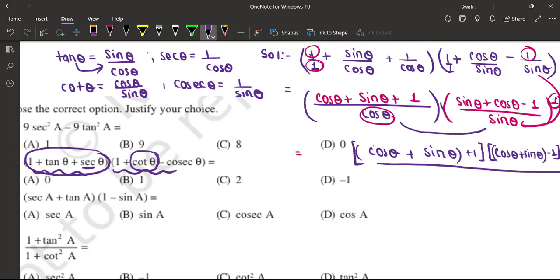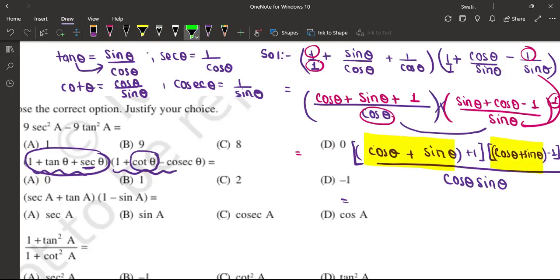Okay, and multiplied both of them. Why? Because there is no sign, that means there is multiplication. So what is cos theta into sin theta? It will be cos theta sin theta. Correct. Got it? Understood, Manya? Yes.